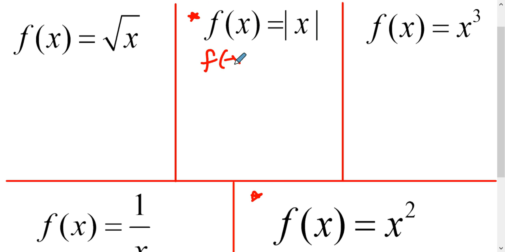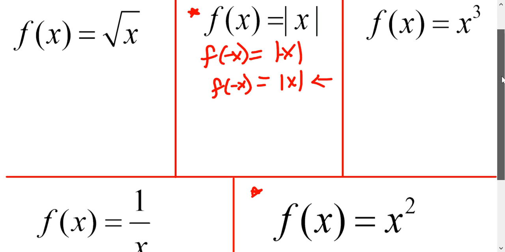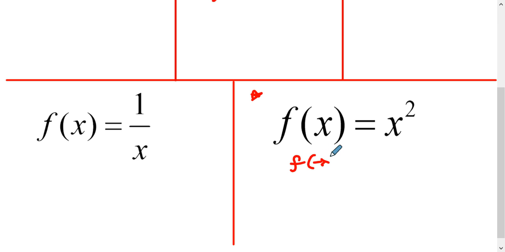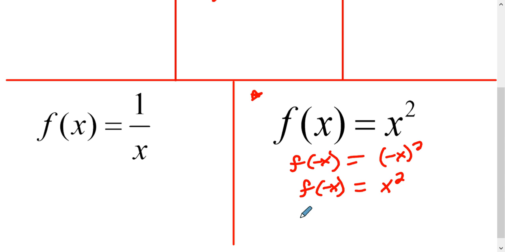So if I algebraically substitute negative x in, so I put negative x in, well, what's the absolute value of negative x? That's still just x. So therefore, if I plug in a negative x, it doesn't matter. I get the same output. Same thing here. If I substitute a negative x in, what's a negative x times a negative x? Positive x squared. So whether I put in a positive x or a negative x, I get the same output. So we say that f of x is the same thing as f of negative x.